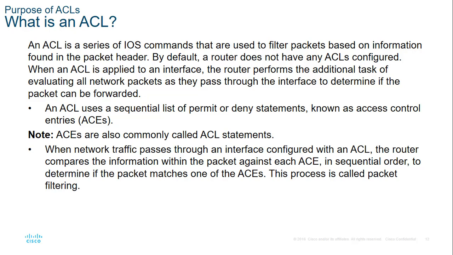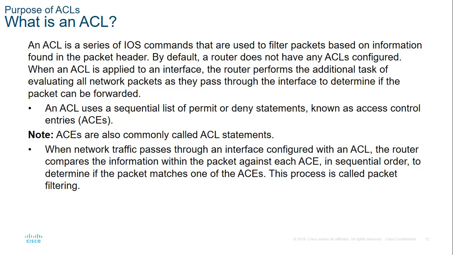An ACL is a series of IOS commands that are used to filter packets based on the information found in the packet header. By default, a router does not have any ACLs configured. However, when an ACL is applied to an interface, the router performs the additional task of evaluating all network packets as they pass through the interface to determine if it can forward that packet.